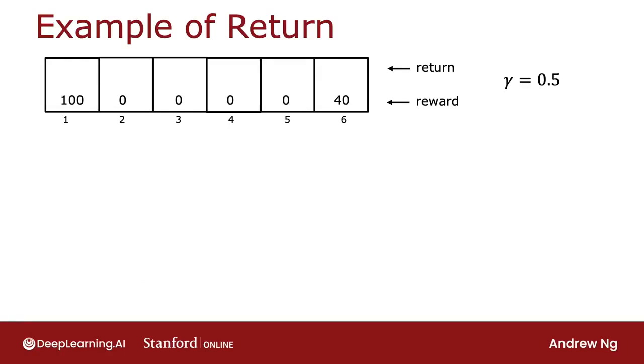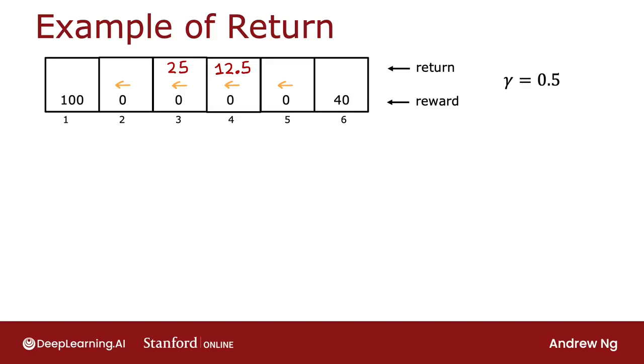Let's use our usual example, and say for this example, I'm going to always go to the left. We already saw previously that if the robot were to start off in state 4, the return is 12.5, as we worked out on the previous slide. It turns out that if it were to start off in state 3, the return would be 25, because it gets to the 100 reward one step sooner, and so it's discounted less.